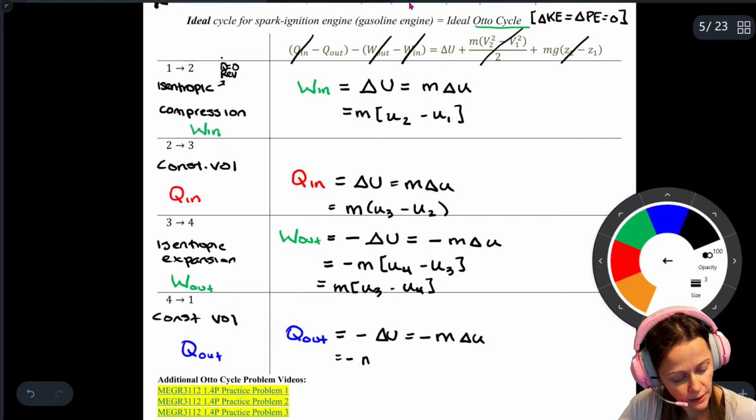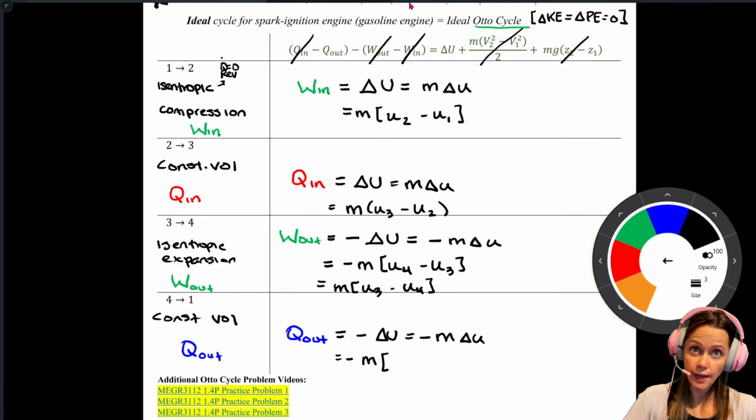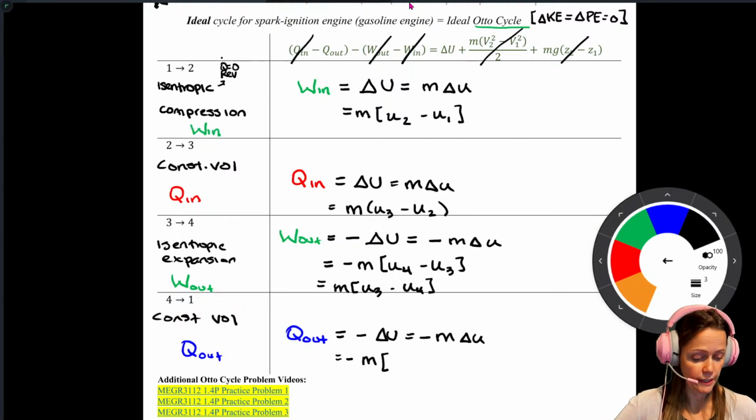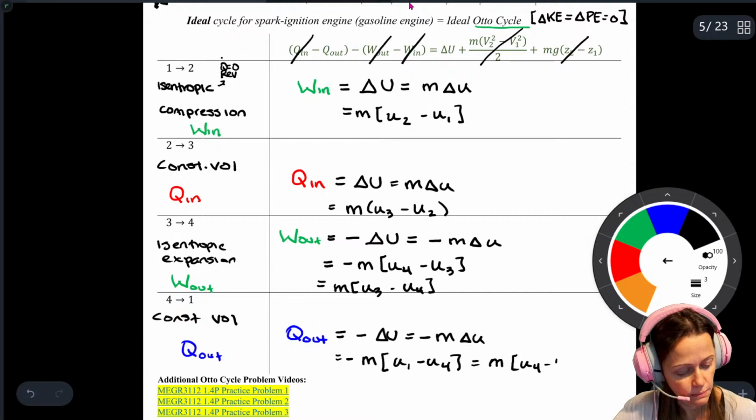So negative m times delta u. Delta u is what it is after. In this case, this is a process from 4 to 1. So it's going to be u1 minus u4, or just m times (u4 minus u1).